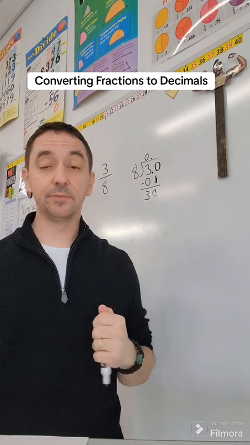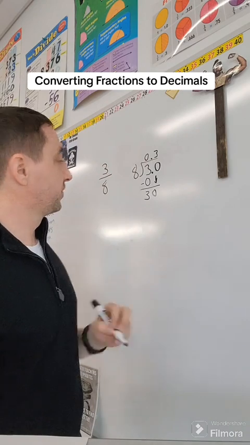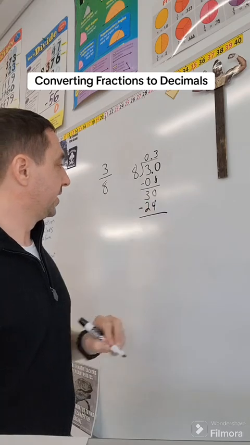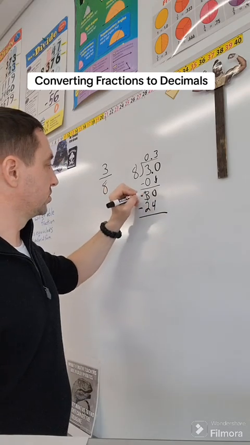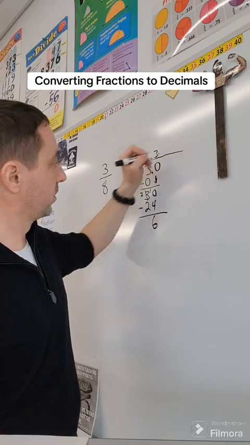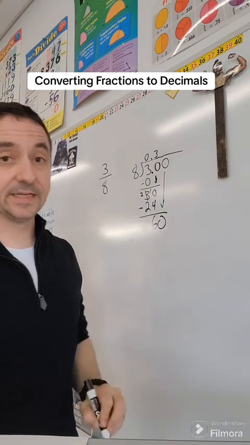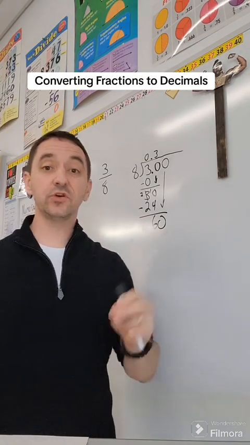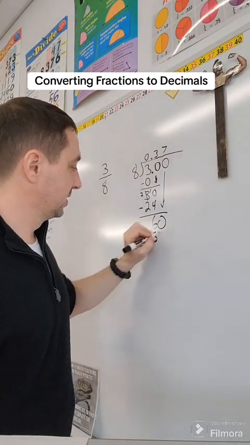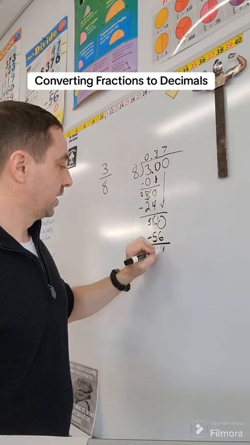Well, I know my 8 times tables, and I know 8 times 3 is 24. So I know 8 can fit into 30 three times, which gives us 24. I'll do my subtraction. 2, that's a 10, and I've got a 6. Now I'm going to take another one of those infinite zeros and bring it down. Now I've got 60. Now I know here that 8 goes into 60 7 times because 7 times 8 is 56. I'll subtract it, do my regrouping, and I've got a 4.